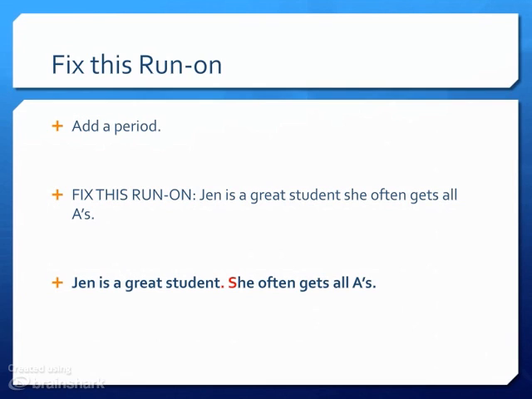Fix this run-on by using the strategy we just learned. First, add a period. Jen is a great student. She often gets all A's. Now your fixed run-on should be, Jen is a great student, period, and then capital She often gets all A's. Now we have two complete sentences and we fix the run-on.